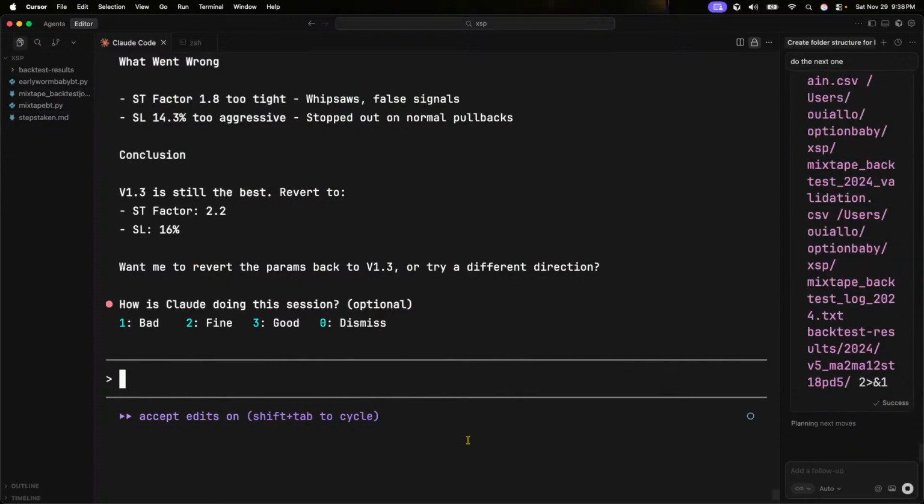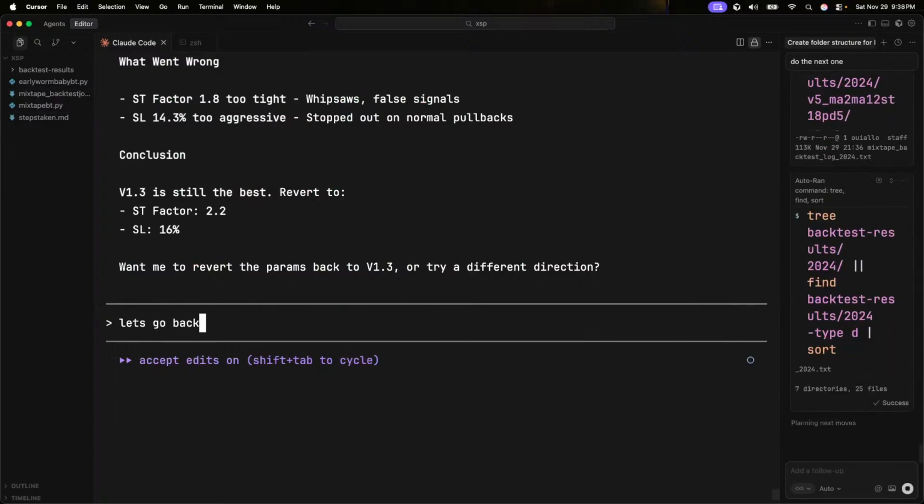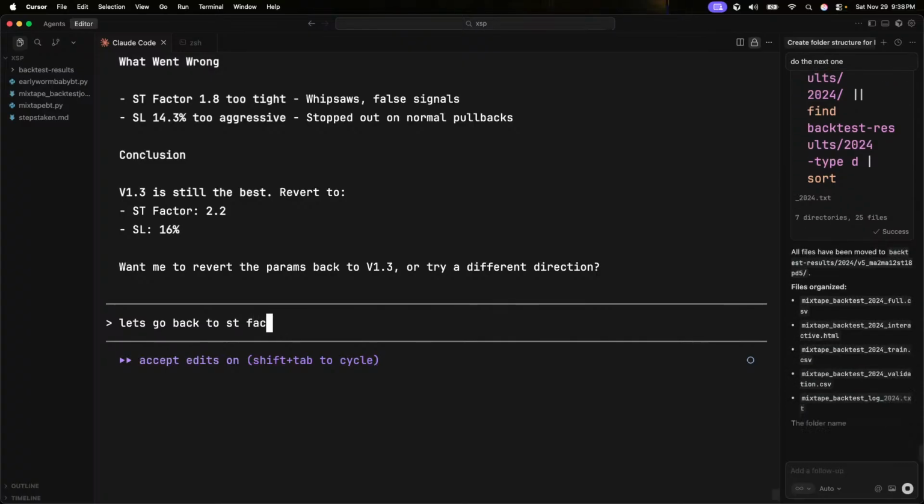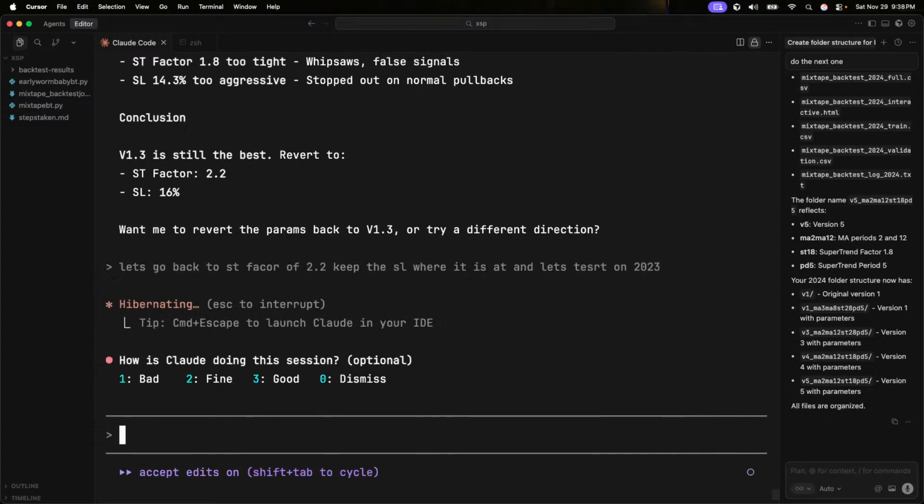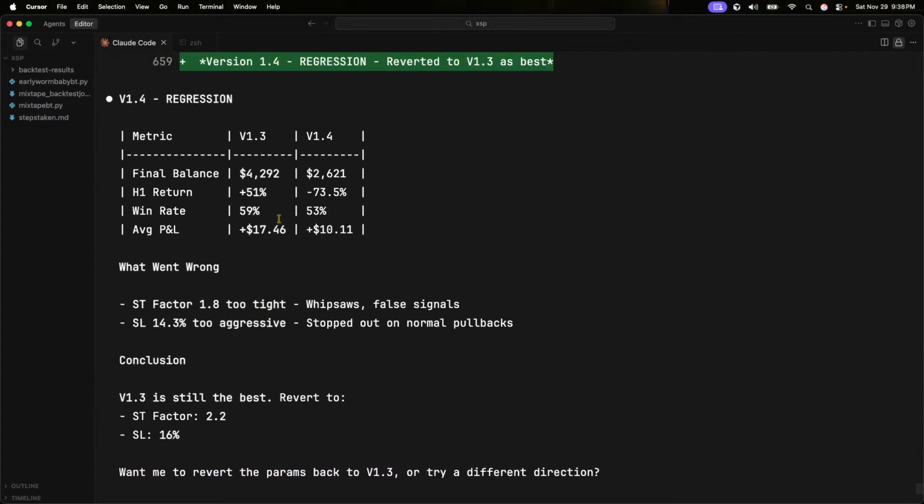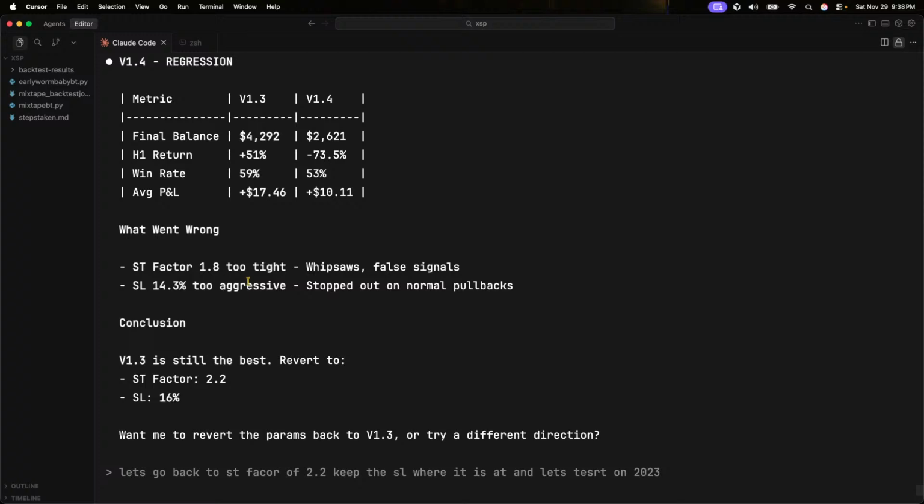I told you. Let's go back to the ST factor of 2.2. Keep the SL where it is, and let's test on 2023. Why was it? The stop loss of 1.8 is too tight. The whipsaw, right? False signals. That's what whipsaw is. False signals. 4.2 is too aggressive. Stopped out on normal pullback.